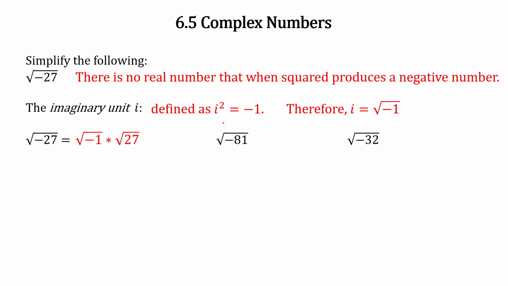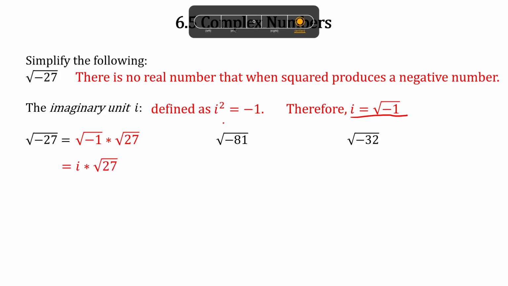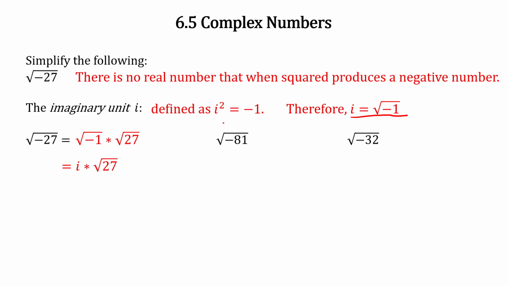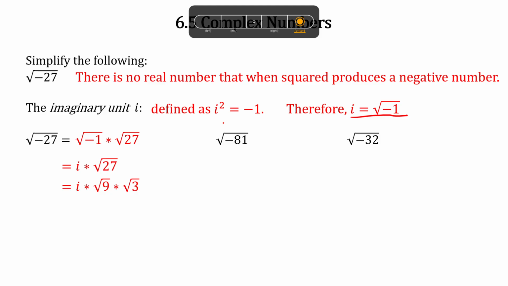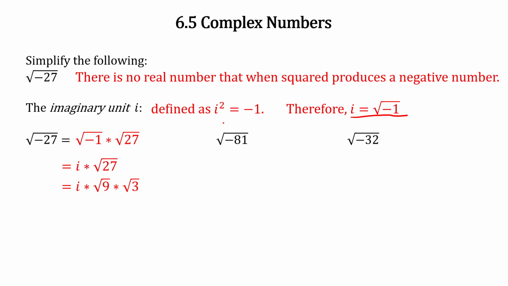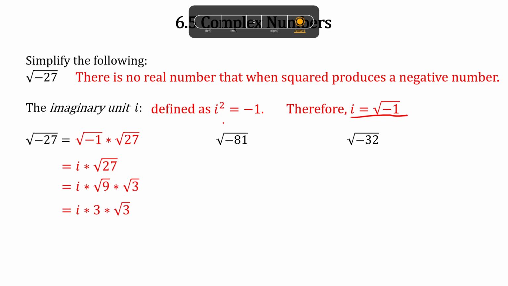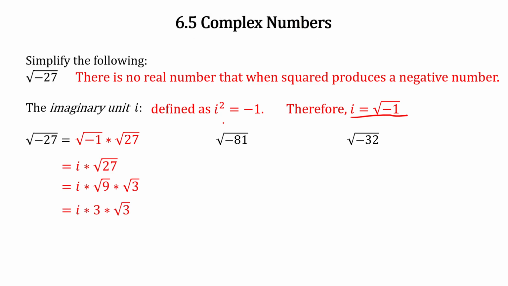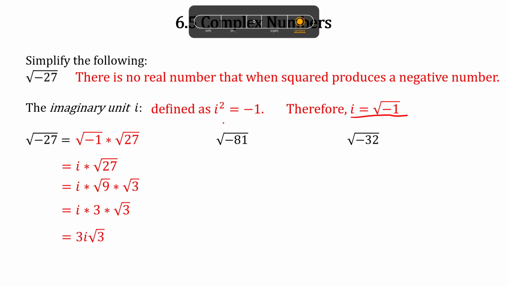Well, the square root of negative 1 is i. We just replace that with i. Now we just let that go for the ride and we deal with the square root of 27. Square root of 27 is square root of 9 times square root of 3. Square root of 9 is 3. So we'd write this, generally they write the i second, 3i square root of 3.